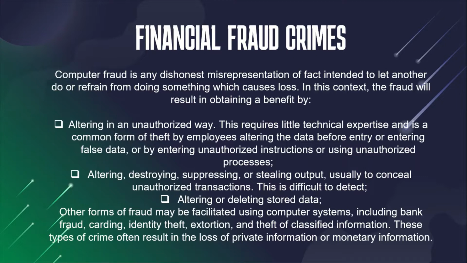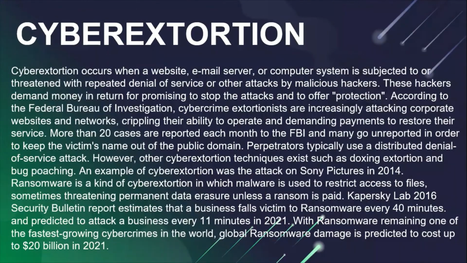Second is altering, destroying, suppressing, or stealing outputs, usually to conceal unauthorized transactions. This is difficult to detect. Third is altering or deleting stored data. Other forms of fraud may be facilitated using computer systems, including bank fraud, carding, identity theft, extortion, and theft of classified information. These types of crime often result in the loss of private information or monetary information.